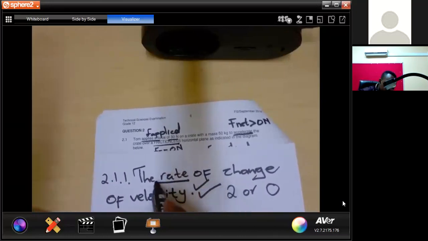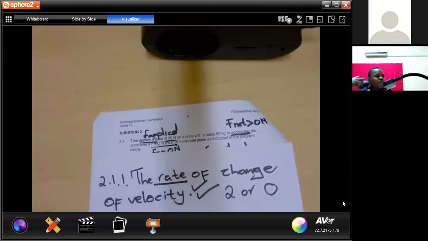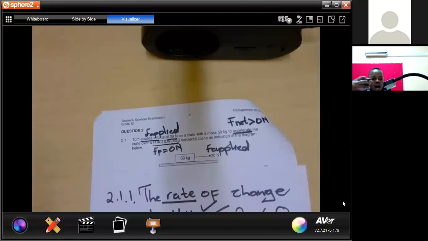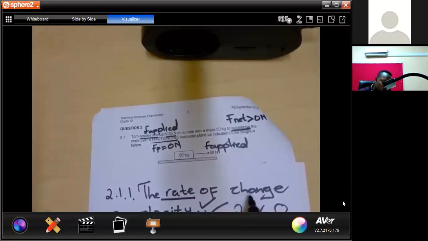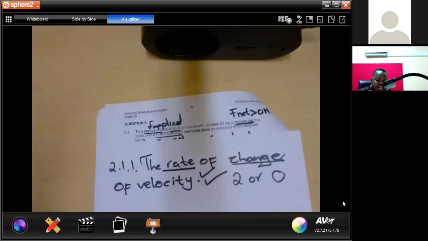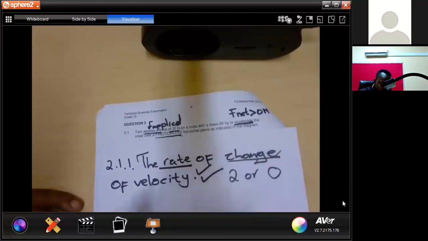And rate there is a keyword, because when you talk about acceleration, we are basically talking about how fast your velocity is changing, right? The velocity of an object is changing. That is why we talk about the rate of change of velocity. So if you omit the word change there, it will also be incorrect. And why is it incorrect? Because it is not the rate of velocity.